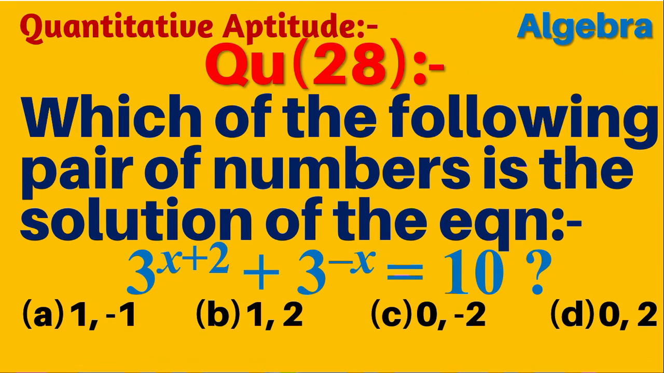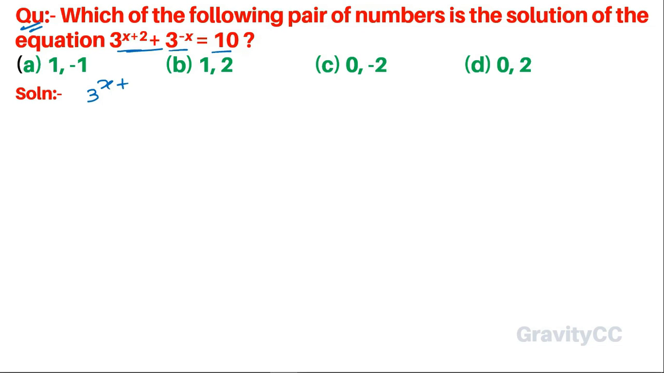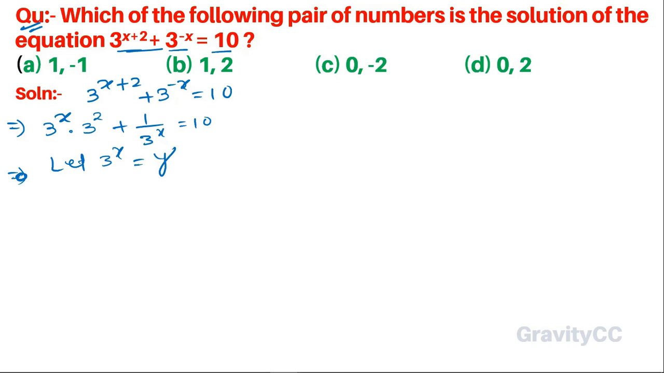Which of the following pair of numbers is the solution of the equation 3 to the power x plus 2 plus 3 to the power minus x equal to 10? So first we write the equation: 3 to the power x plus 2 plus 3 to the power minus x equal to 10. This implies that we write it as 3 to the power x and 3 to the power 2 squared, and this as 1/3 to the power x. This implies that first, let us take this 3 to the power x as suppose y, so in its place we write y, and 3 squared will be 9.